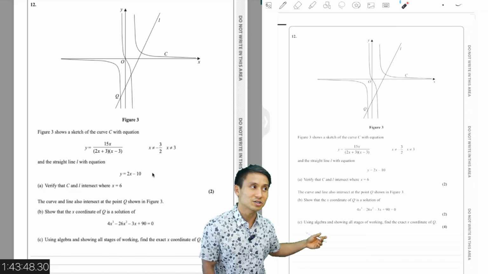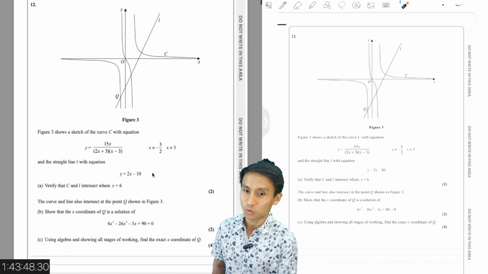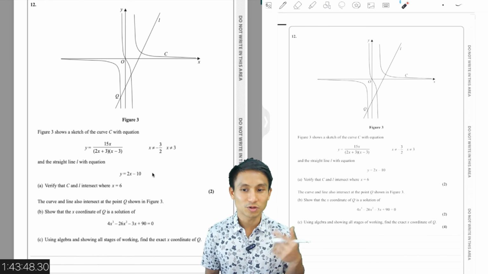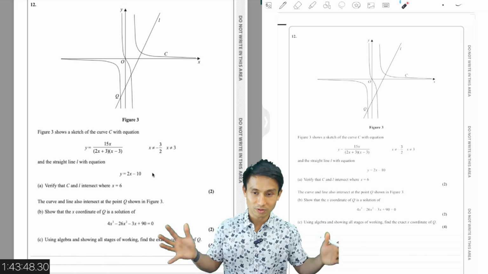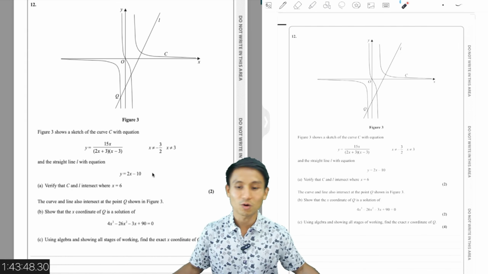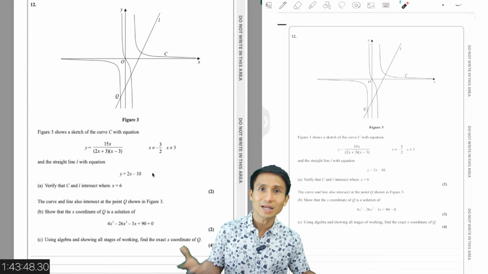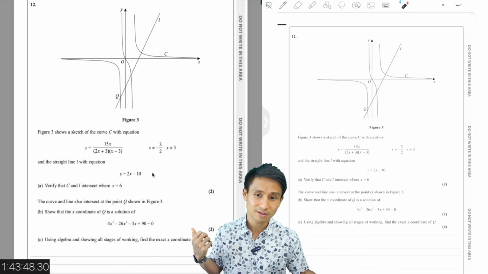Verify is basically just substituting the answer, knowing it is 6 here, showing that it would give you the right value of y for both, like they give you the same value of y. So that is verify. Verify is like showing that it works backwards.